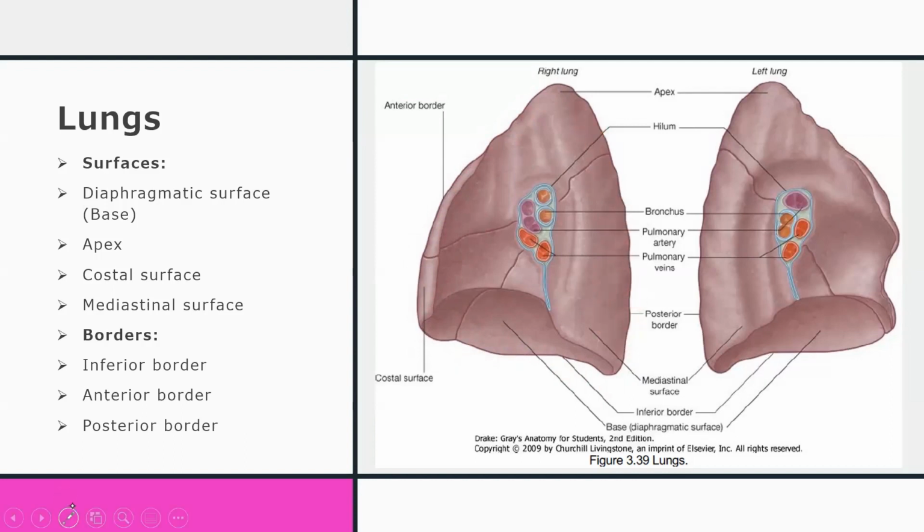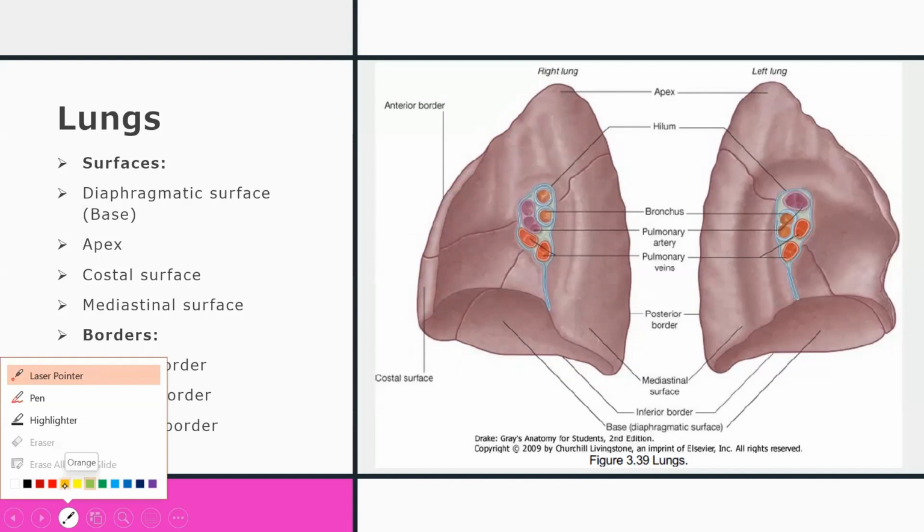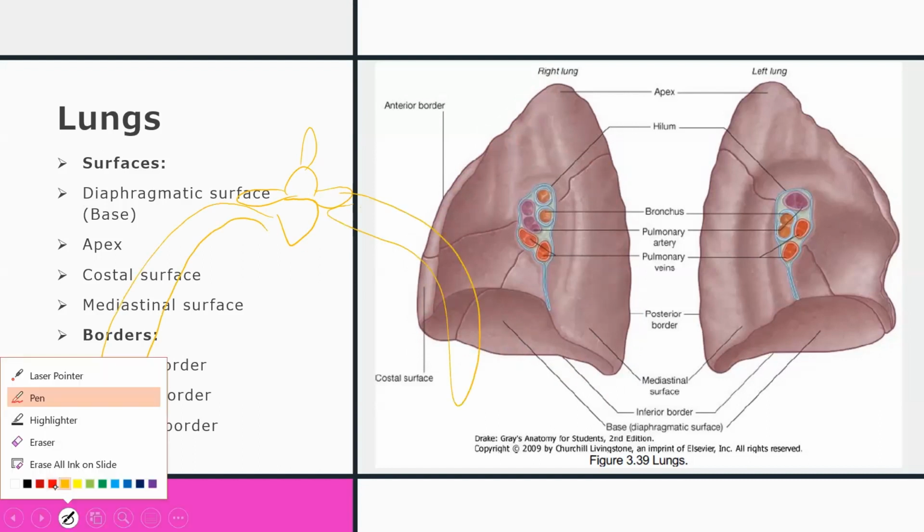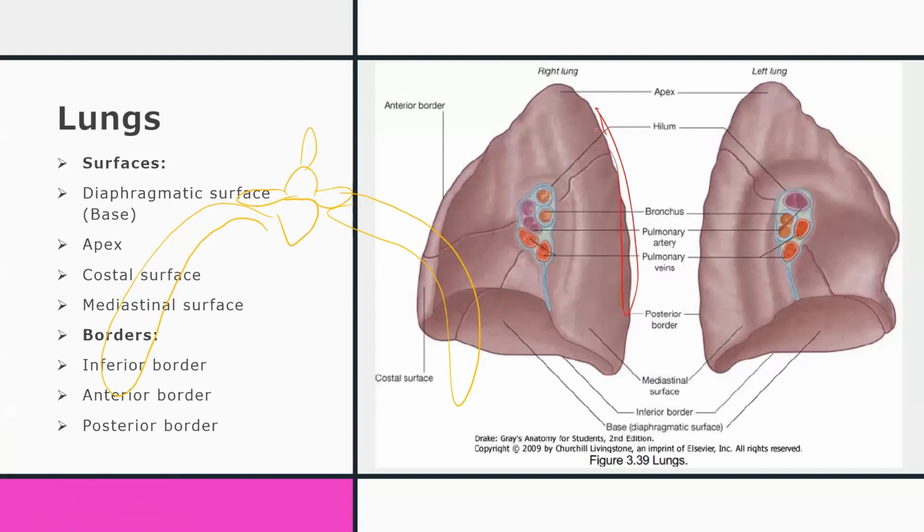So if you look at the rib cage, if this is the vertebrae, you have the ribs coming like this. And the posterior border is in contact with this area around the angle of the ribs. So that surface is a bit round in shape.